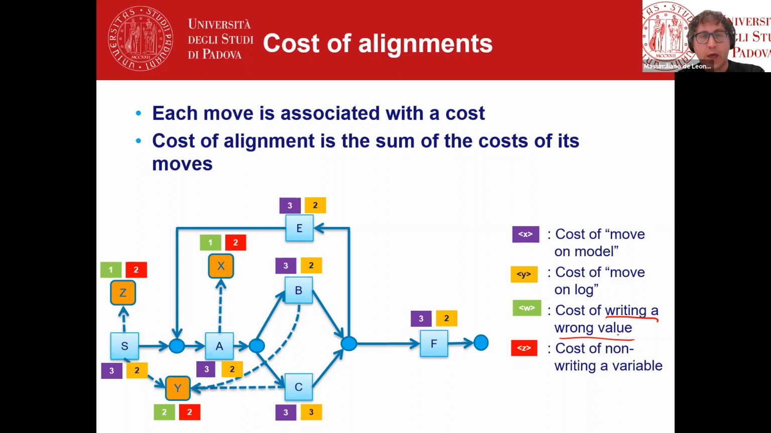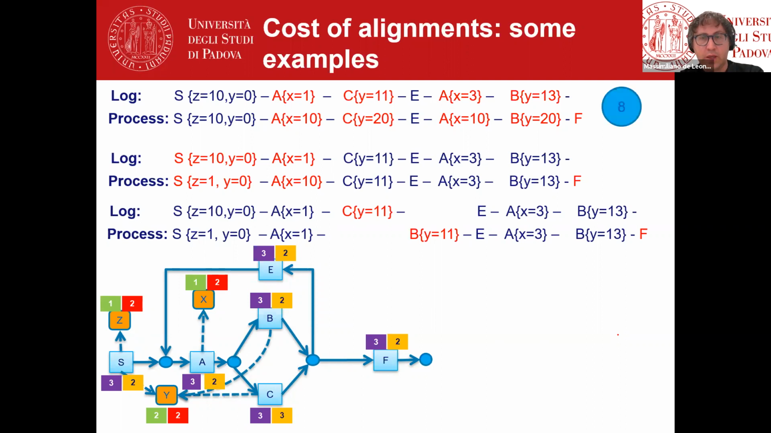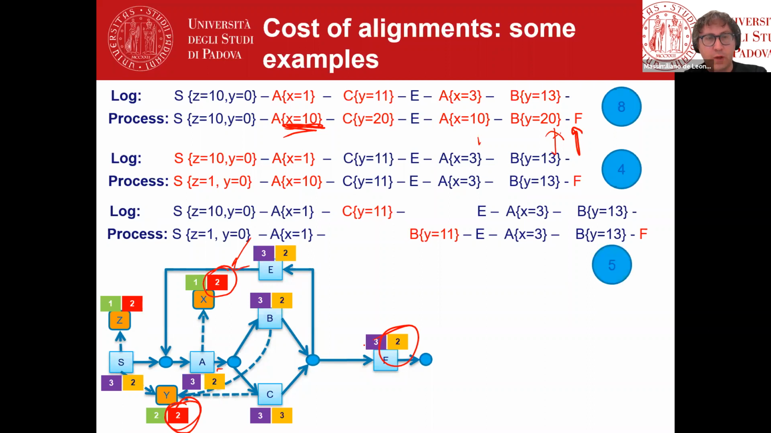For example, this has a cost of 8, because writing a wrong value for X has a cost here of 2. Then plus 2 is 4. Then another 2 is 6. Then 8. And then finally, this comes with a cost of 2. So it comes to 8. And then you repeat for all of them. And for example, you find that this is the optimal alignment that comes with a cost of 4.